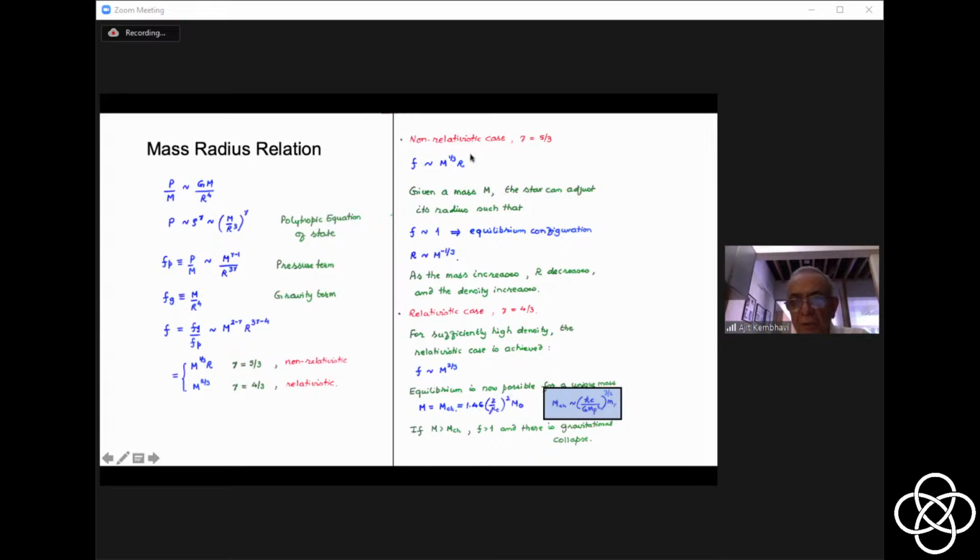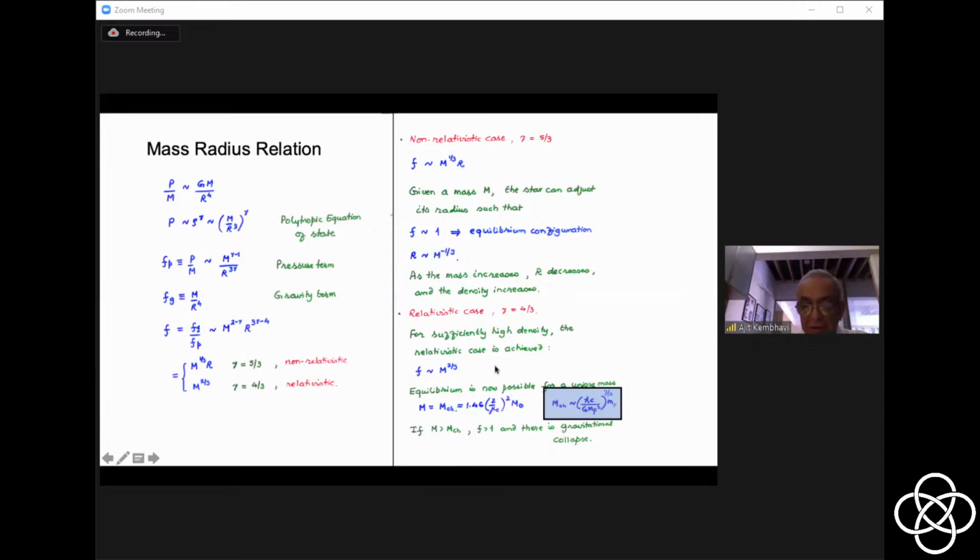You see, when I have a non-relativistic gas, then it is possible for me to have R goes as m to the minus 1 by 3. So given the mass, I can adjust the radius to get an equilibrium configuration. But as mass increases, then I have to take into account the fact that the gas becomes relativistic, in which case this relation no longer holds, and I get R is equal to m to the 2 by 3. So there is a unique mass.